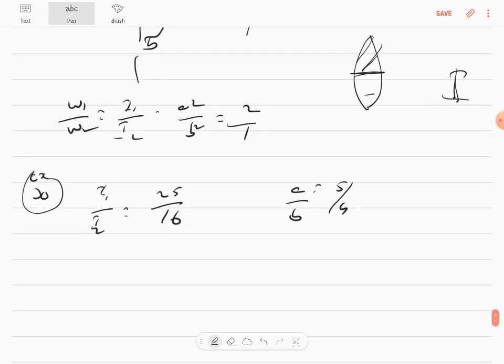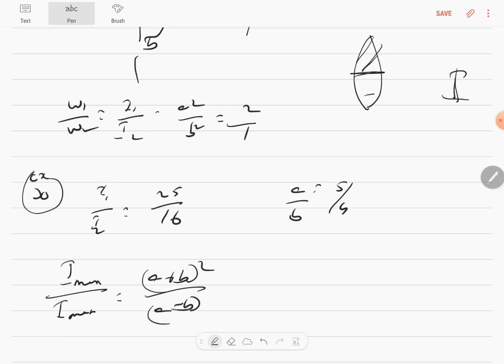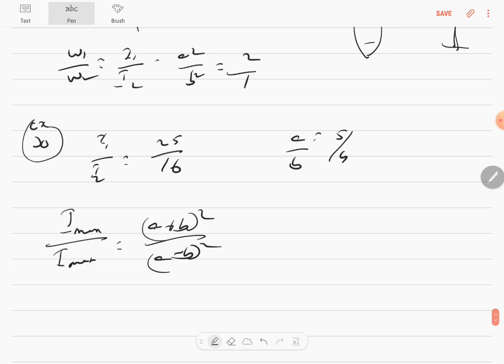Okay. Find the ratio of the intensities of maxima and minima, I max by I minimum. The formula is A plus B the whole square by A minus B the whole square. Remember that formula? Yes, ma'am. In the derivation, R maximum by R minimum is A plus B by A minus B, so intensity is the square: A plus B the whole square by A minus B the whole square. You have A by B.